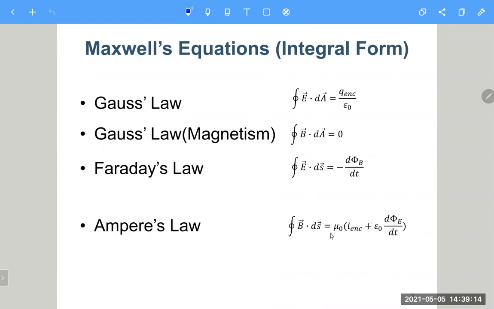And of course, in this sense, we should also have the differential form of the Maxwell equations. I'll let you know how to derive the differential form of the Maxwell equations from the integral form.